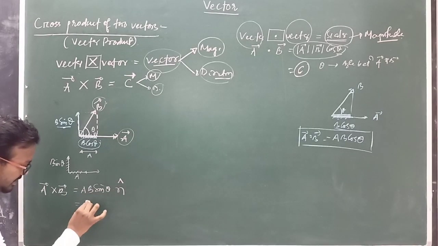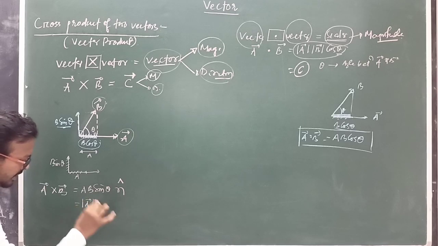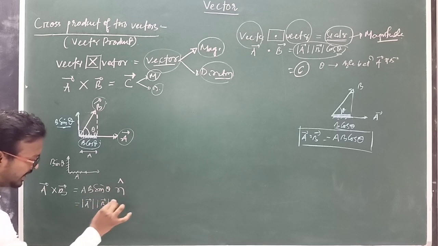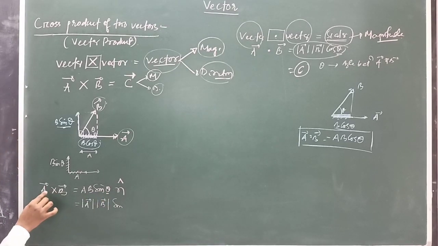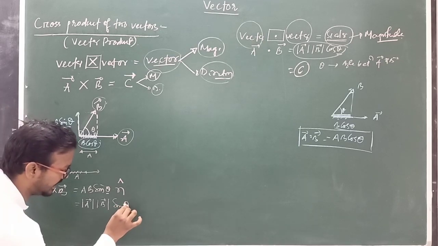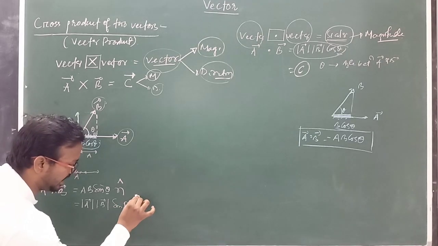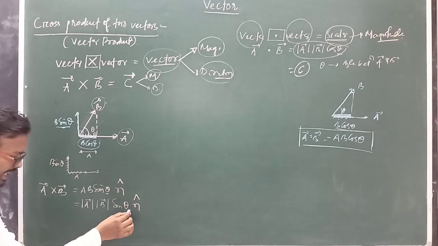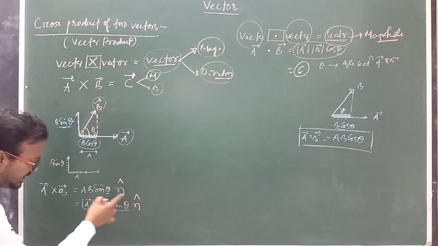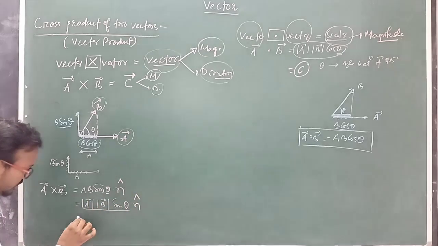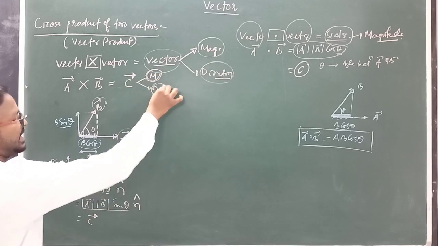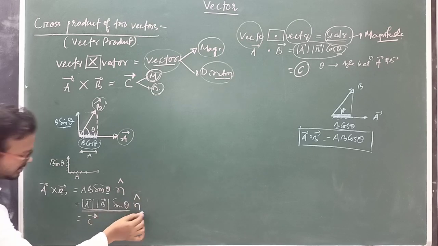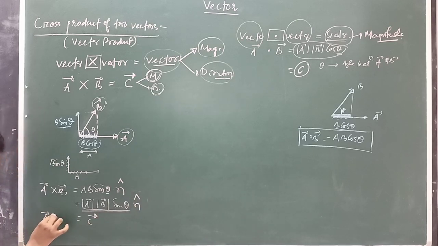What is this? This is the magnitude of A vector times the magnitude of vector B and the sine of the angle between them. Theta means the angle between A vector and B vector, and there is one unit vector. Why? If we multiply a scalar quantity with a unit vector, then this total term will be a vector quantity. You can write this as vector C, which possesses magnitude and direction. So this is the magnitude and this is the direction, and it is represented as A vector cross vector B.